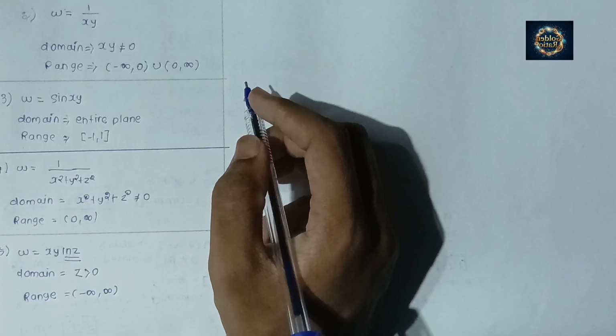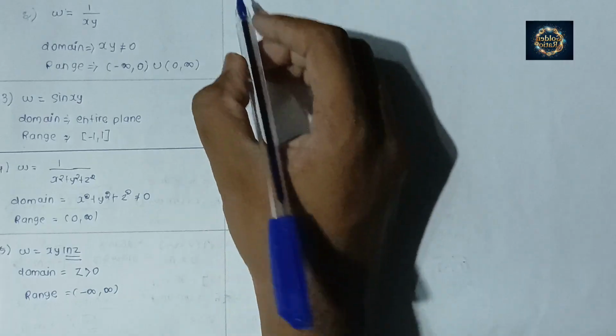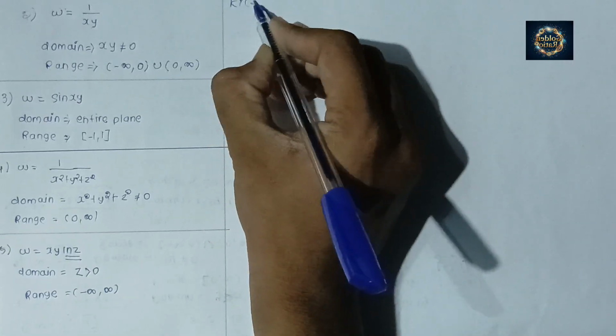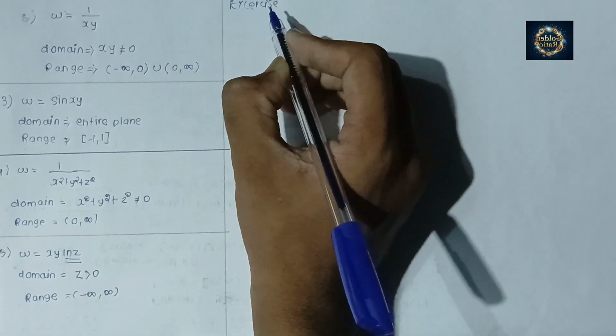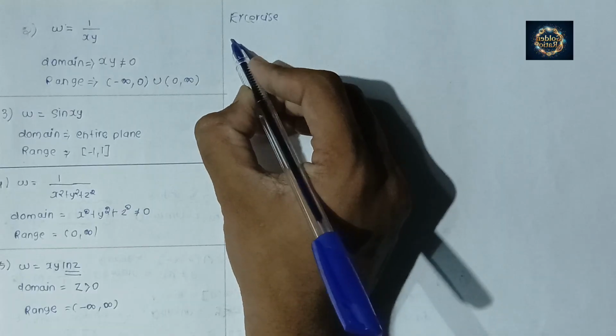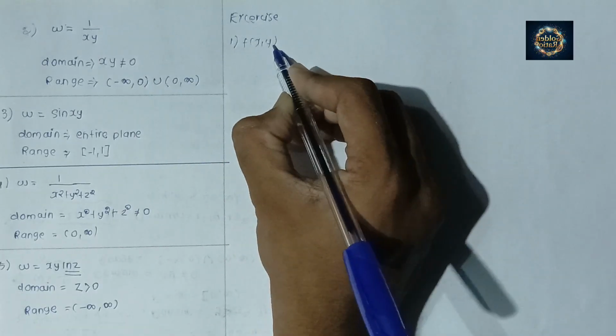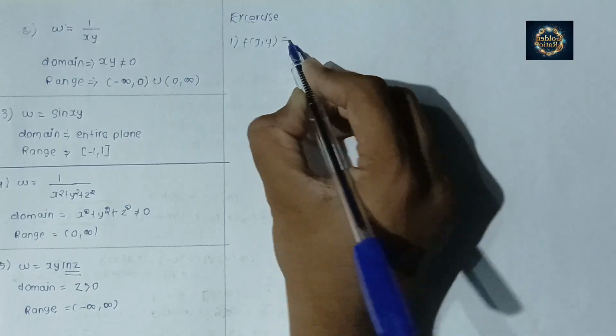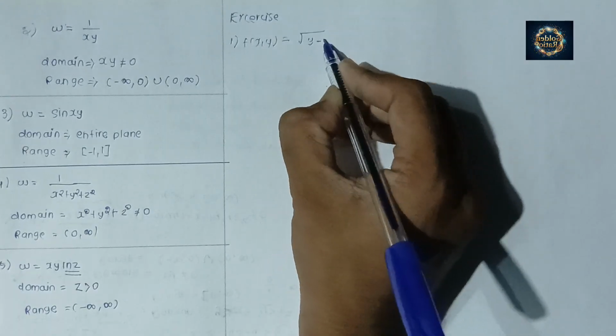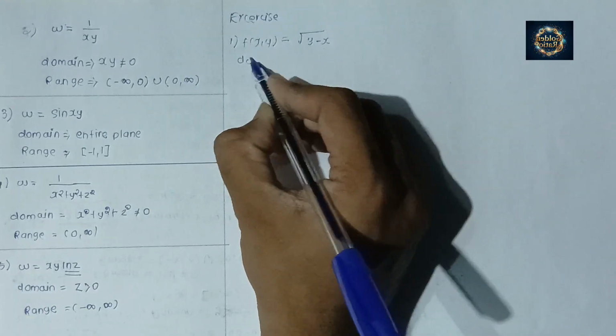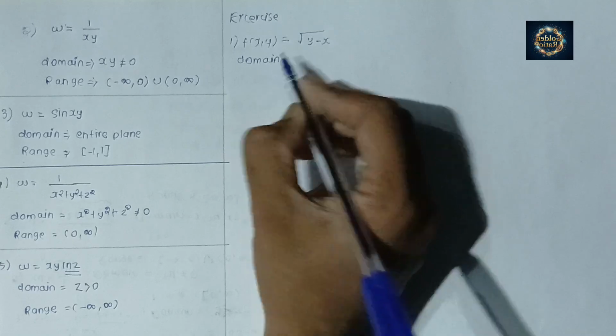So this is all about the example questions. Now we have the exercise questions related to this, and we will be solving the first question. Here it is f of x, y, the function of 2 variables, defined as the square root of y minus x. So what will be the domain and range?